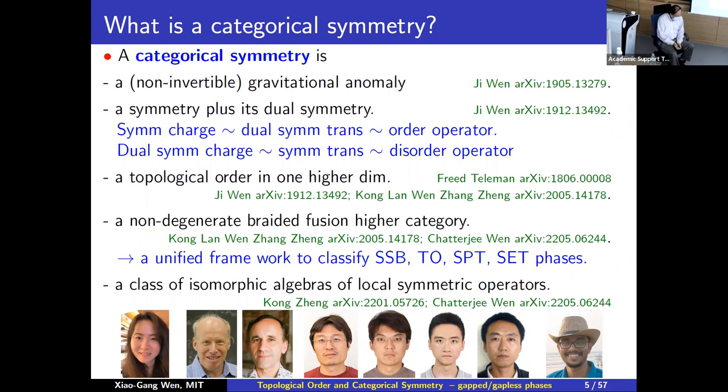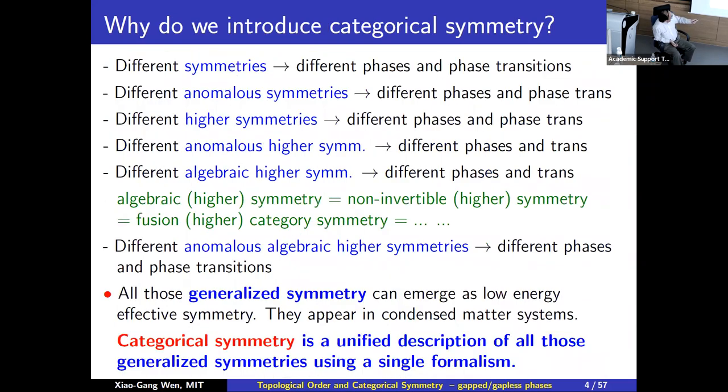However, I just want to say that many people, maybe most people, use categorical symmetry to mean this algebraic higher symmetry or non-invertible symmetry. In this lecture, we don't use that meaning. Non-invertible symmetry is non-invertible symmetry. Categorical symmetry is something different. It's in one higher dimension. Even the dimension is different.